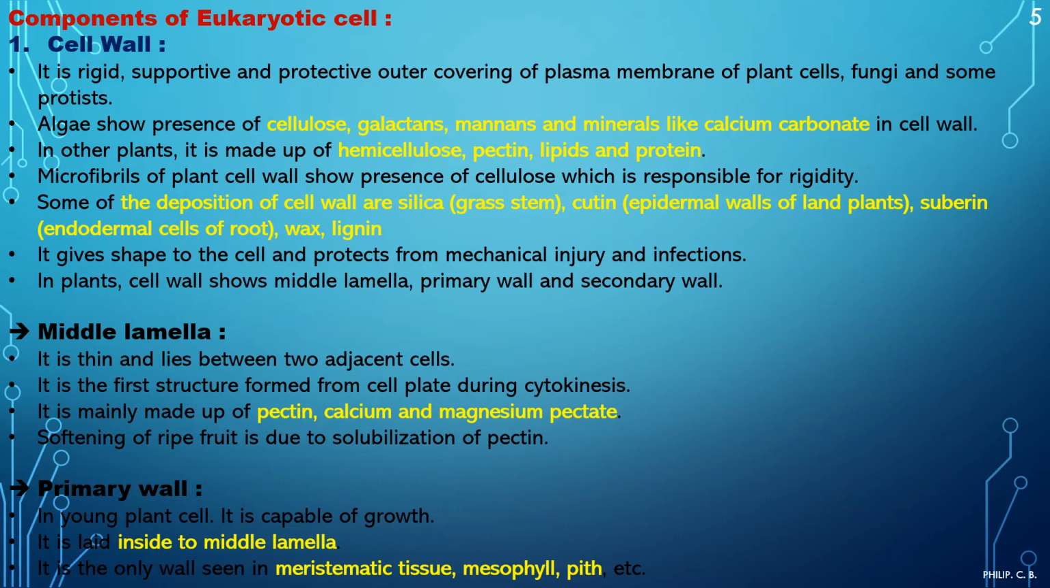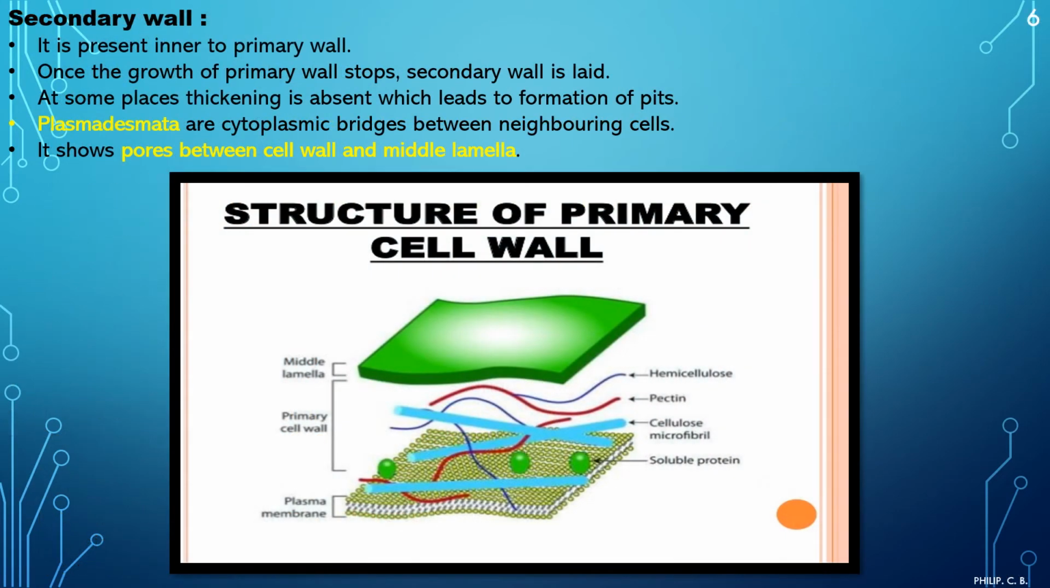Primary wall. In young plant cells, it is capable of growth. It is laid inside to the middle lamellae. So the primary wall is inner to the middle lamellae. It is the only wall seen in meristematic tissue, mesophyll, pith, etc. Now we can see the secondary wall. It is present inner to the primary wall.